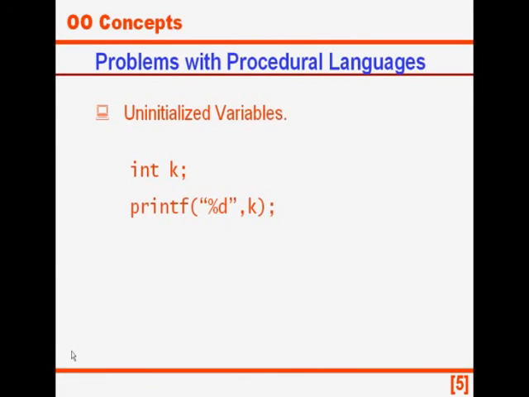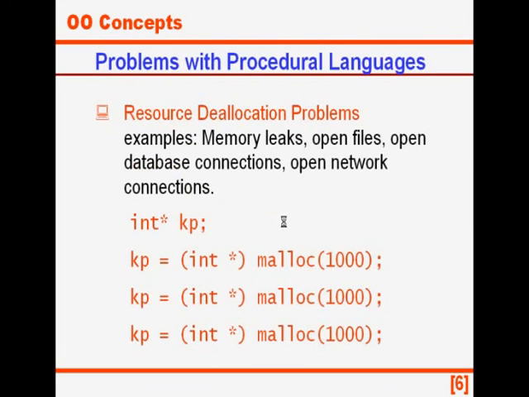The other problem with procedural languages is the very common bug of uninitialized variables. One of my favorite programs which I ask my students is this program: declare an int k and print the value. It usually prints some unknown garbage value, and this is a problem of uninitialized variables.